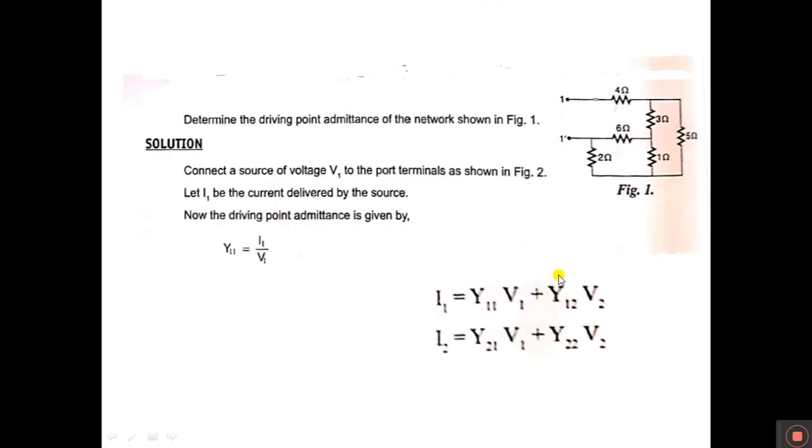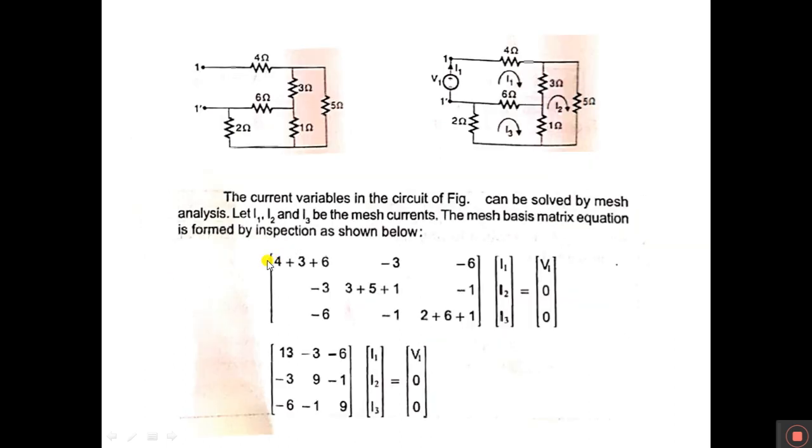Right. Example 1. So in this example only one port is given. So no need to short circuit the second port; just apply voltage in the first port, that is enough. Right? So determine the driving point admittance of the network shown in figure. This is the general equation of Y parameter. They are asking driving point admittance. So Y11 is I1 by V1. Now we are going to calculate that.